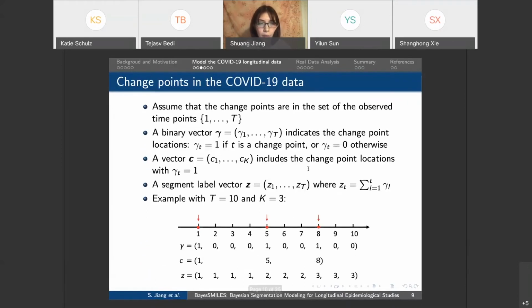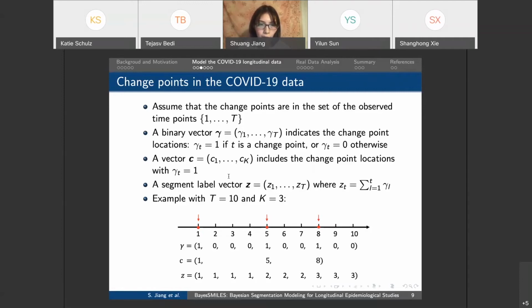Here are more notations we defined for our change point detection. So in general, we assume that the change point should be in the collection of time points 1 through capital T, that is our observation times. And we introduce a binary vector gamma to indicate the change point locations. So in this vector, each element is a binary value, equal to 1 if the corresponding location is a change point, or 0 otherwise. And similarly, we can define a vector C. It is of length capital K. It will mark all the exact locations of the change points.